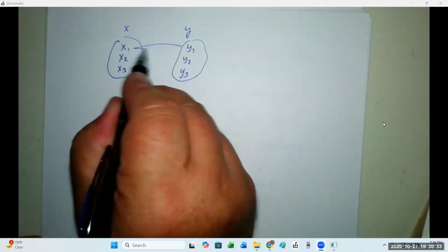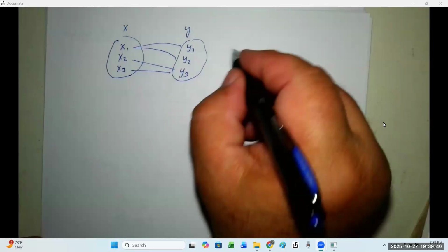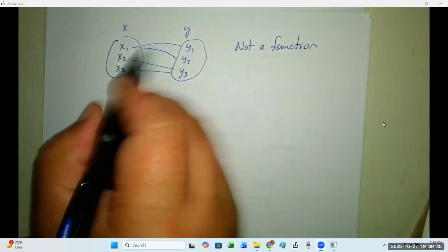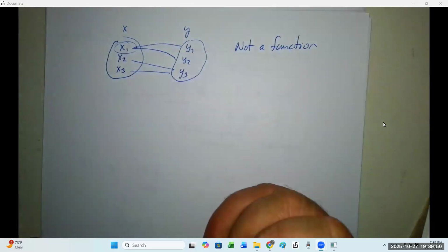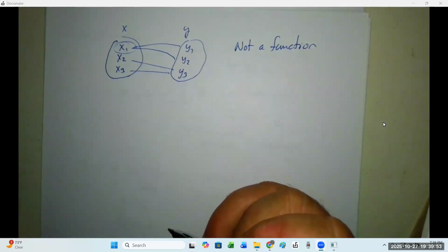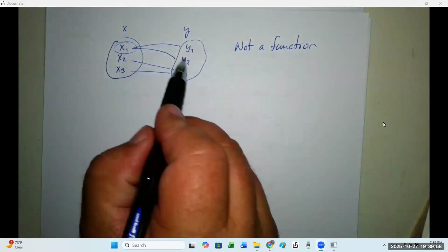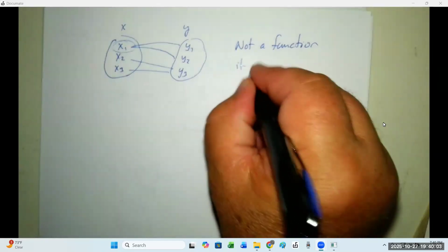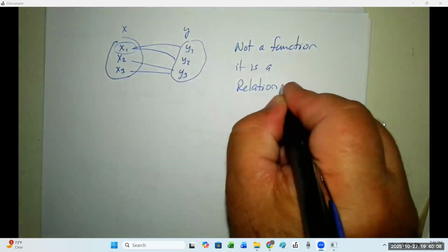Now, what if we have this? Is that a function? No, not a function. Because there are two lines for this one value of X, there are two values of Y. That's not one-to-one. One-to-one is for this one, it belongs to only one Y. This one only belongs to one. This is not a function, but it is a relation.